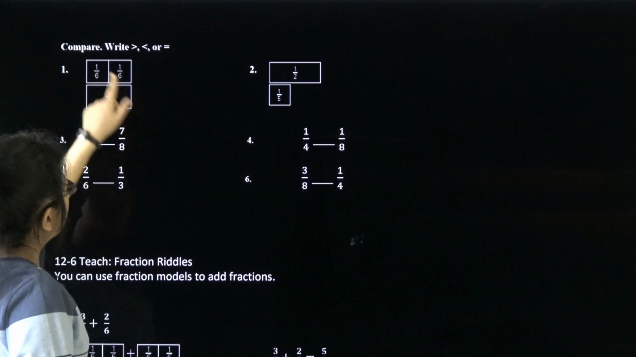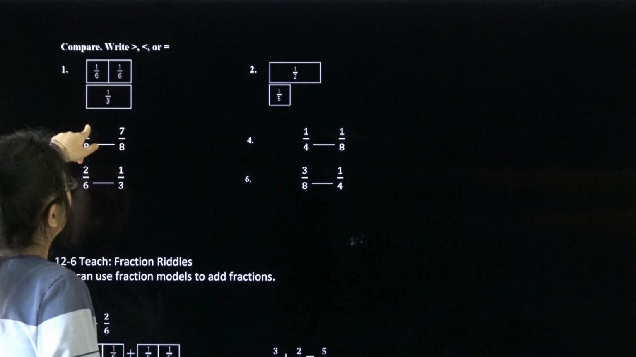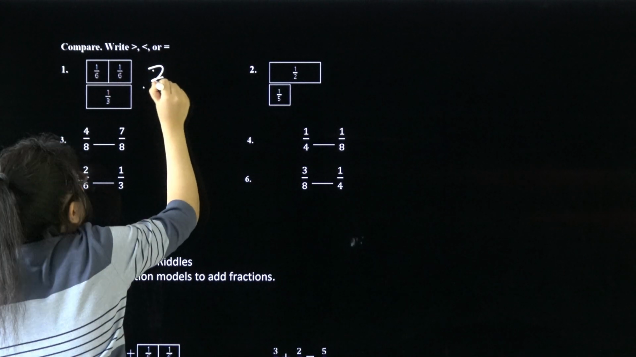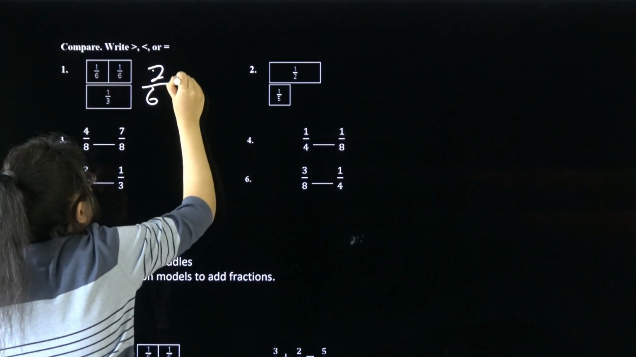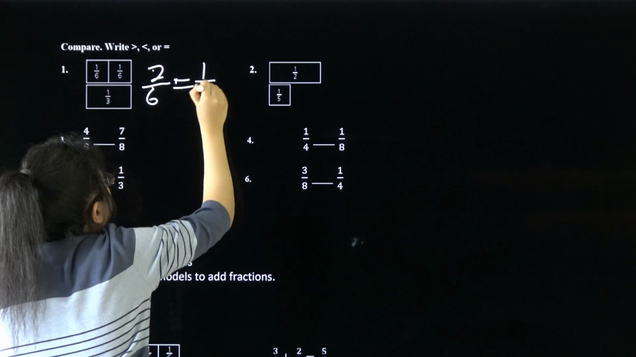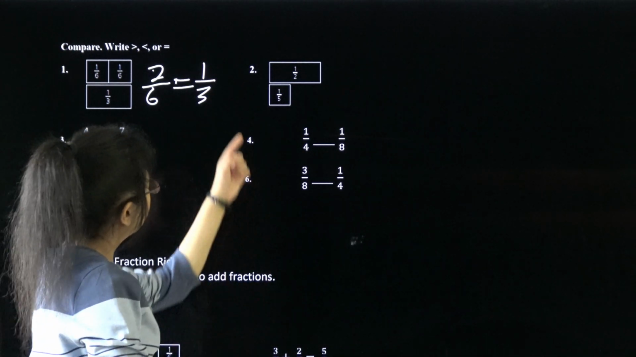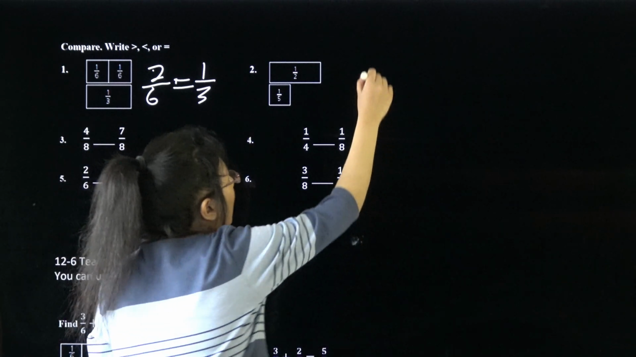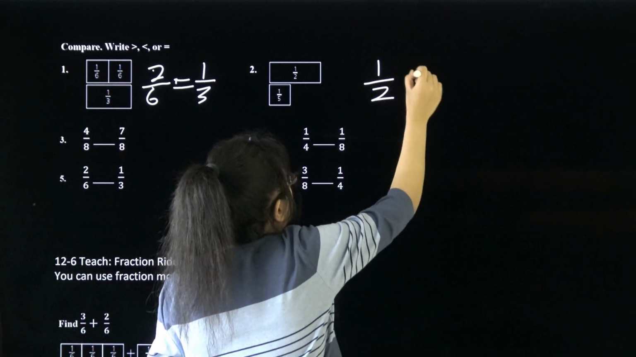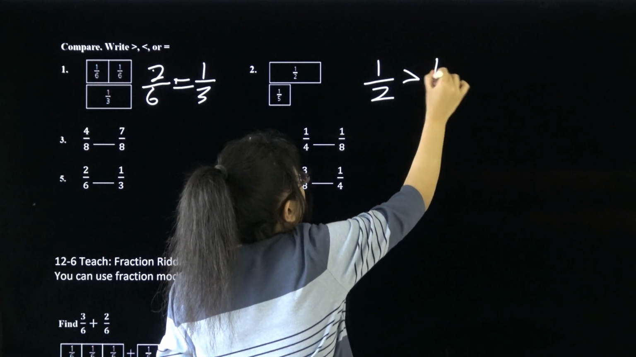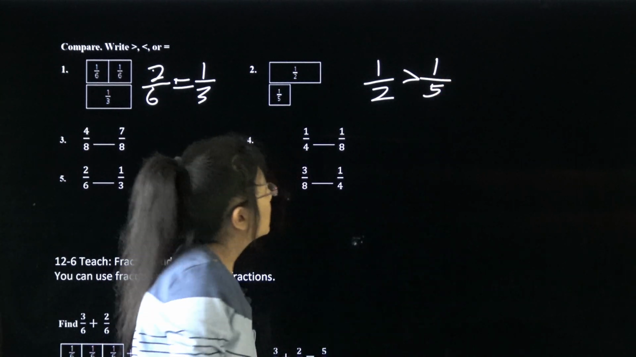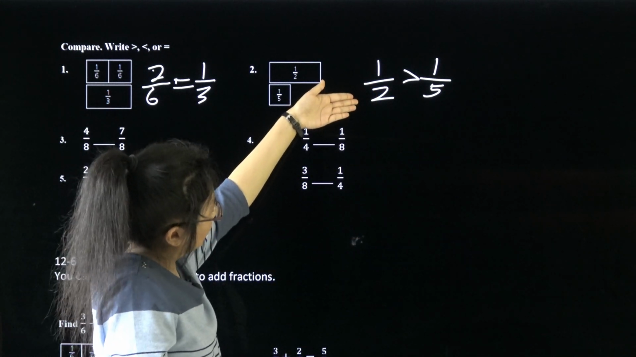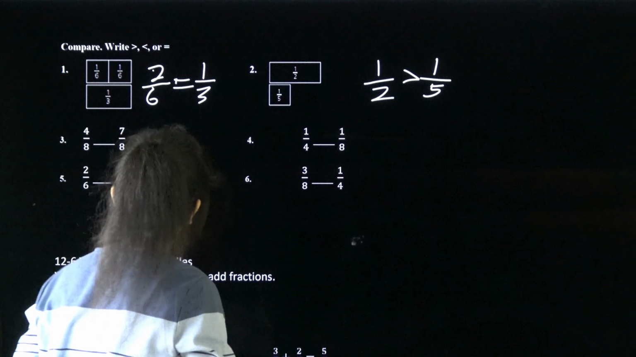Now, we can clearly tell that these two are equal because they're literally the same size. So this is 2/6 equals 1/3. And then we have, this one is obviously larger than this one. So 1/2 is larger than 1/5. Oh, look, the numerator is the same. What have I been telling you? The denominator that is smaller is larger.